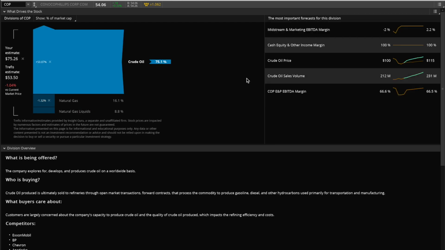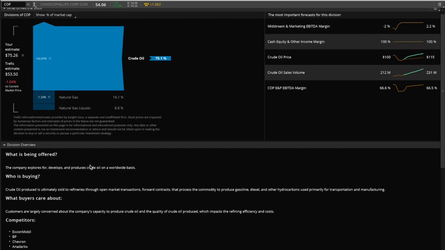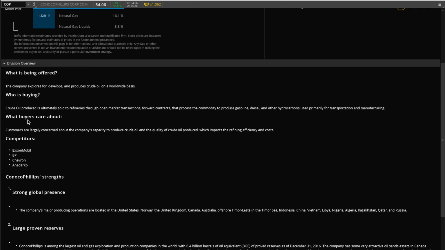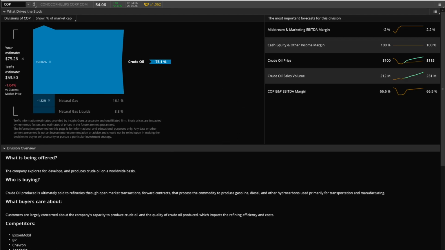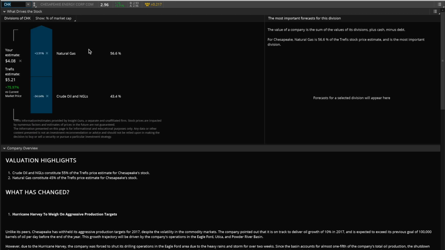I mean, another pretty cool thing about this is down here it shows who's buying, who their competitors are, where they're located, and also where their reserves are. So this is just a really cool tool. We can go to a different oil company here. We can go to Chesapeake.